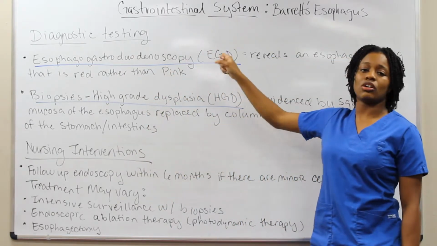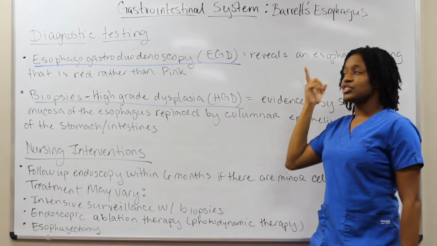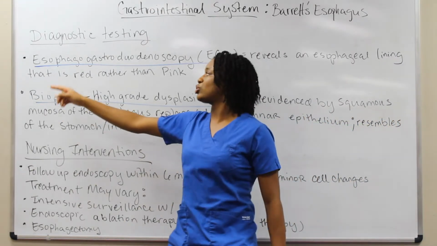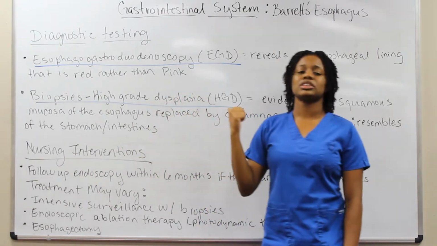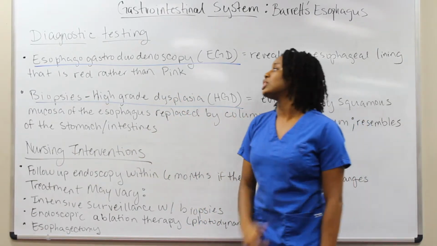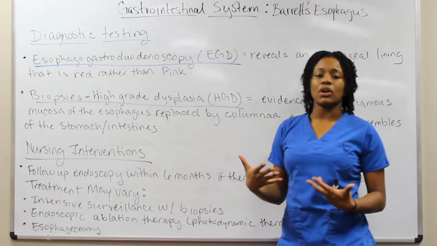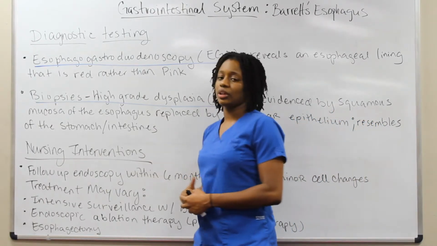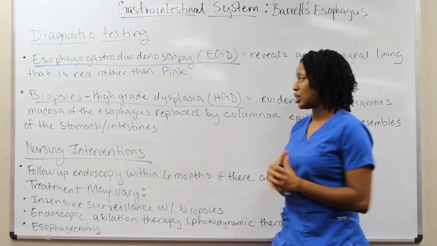But for sure, it's called EGD, and what it's going to do is reveal the esophageal lining, and it's going to show whether it's red or it's pink. And of course, if the person is experiencing Barrett's esophagus, it is going to be red rather than pink. Normal is pink. Red means that it's inflamed, it's irritated, it's eroding, there are complications going on. So you want to see a pink esophagus rather than a red esophagus.